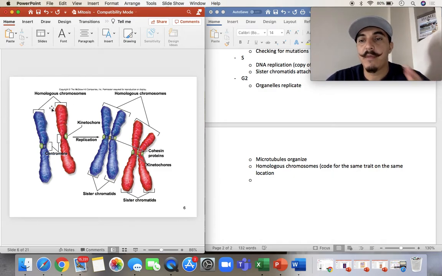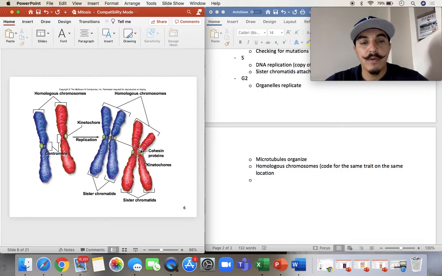Say mom and dad: mom gives you one chromosome, dad gives you one, right? Because our sex cells have half. So 22, 23, 46. Mom gives you the red and dad gives you the blue. Those are homologous chromosomes. They're both number ones, both number twos, both number threes, both number fours. They have the same gene on the same location. They're not identical chromosomes because they're not twins, but they're coding for the same thing, say eye or hair color, on the same exact region.